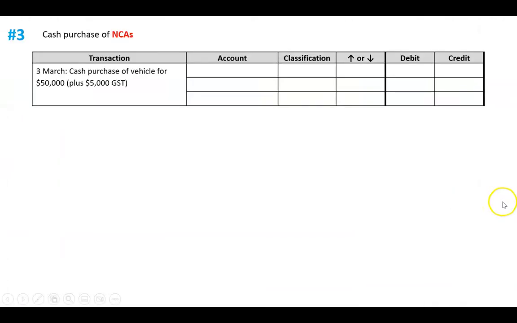Done. Transaction number 3, a cash purchase of a non-current asset. So I'm going to use the example of a vehicle. It could be fixtures and fittings, or it could be computers, anything that's a non-current asset, which we abbreviate to NCAs. 3rd of March, cash purchase of vehicle for $50,000 plus $5,000 GST.